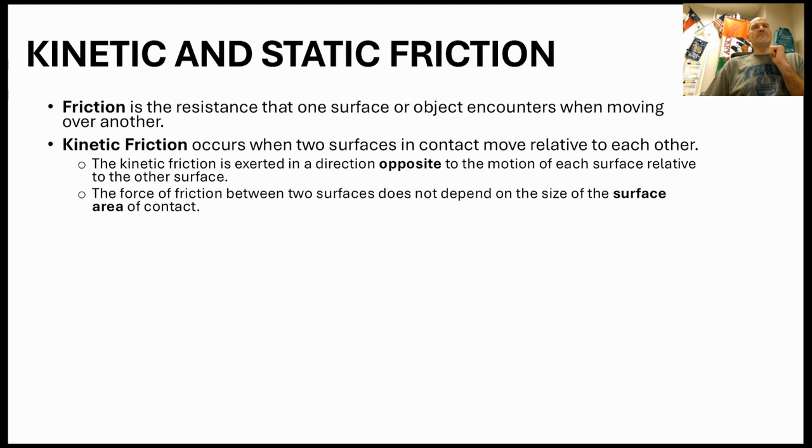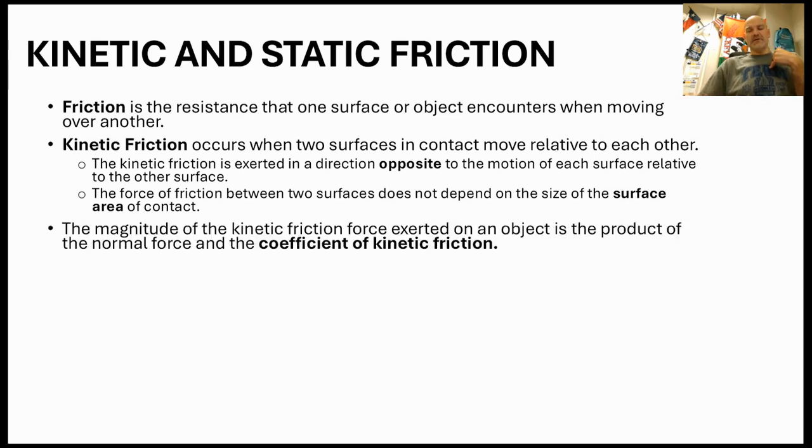The force of friction between the two surfaces does not depend on the surface area of contact. A lot of times when you do a friction lab, they'll give you a block, and you test the big surface versus a small surface area. Ultimately, students find out that there's no difference between the friction of the big surface versus the small surface. The only thing that matters is that the two surfaces are interacting. As long as they have the same surface, they're going to have the same interaction with the friction.